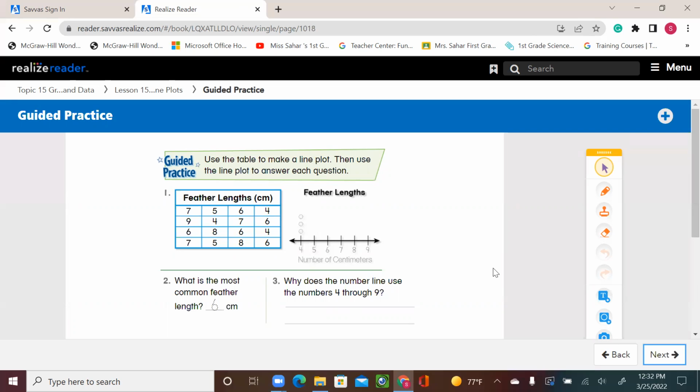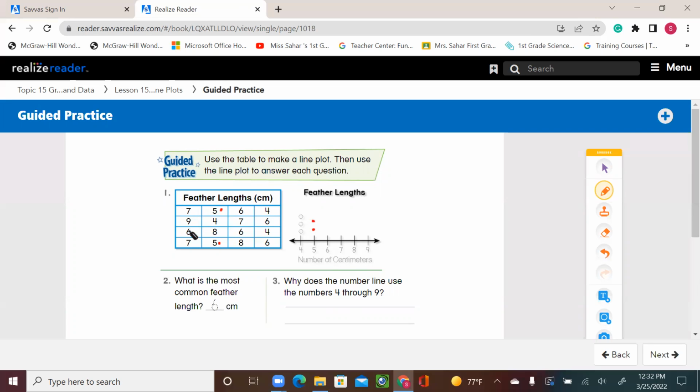All right, let's go for number 5. 5 centimeters, let's say I have 1, I have 2. So we have 2 feathers with the length of 5 centimeters. So I'm going to put 1 dot here and 1 dot here. Okay, let's go for number 6, 6 centimeters.